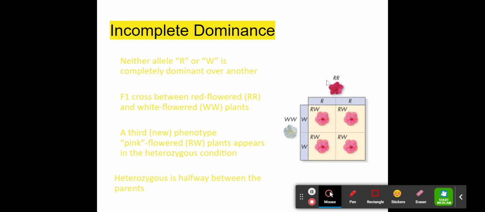Another example of this could be height. If you're looking at a homozygous dominant tall parent mixing with a homozygous recessive short parent, and all of the offspring are a medium height, that is also the same principle. So all of the offspring are that pink color and they're the RW genotype. This is where we get the 2 different letters coming into play.